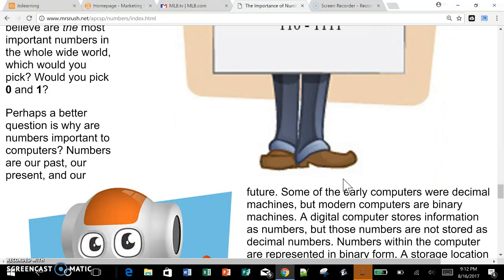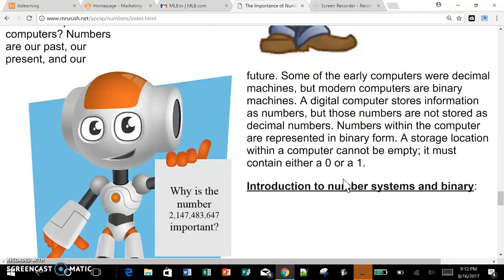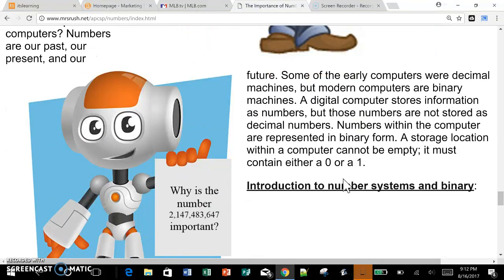Perhaps a better question is, why are numbers important to computers? Numbers are our past, our present, and our future. Some of the early computers were decimal machines, but modern computers store information as numbers. But those numbers are not stored as decimal numbers. Numbers within the computer are represented in a binary form. A storage location within the computer cannot be empty. It must contain either a 0 or a 1.